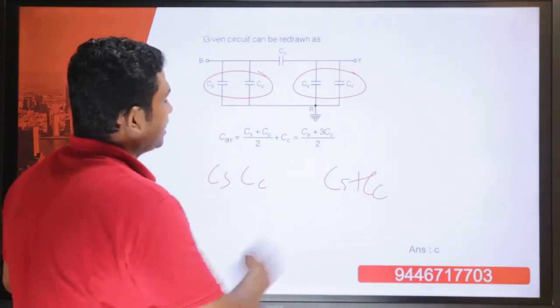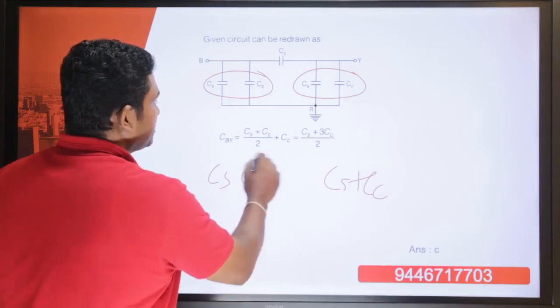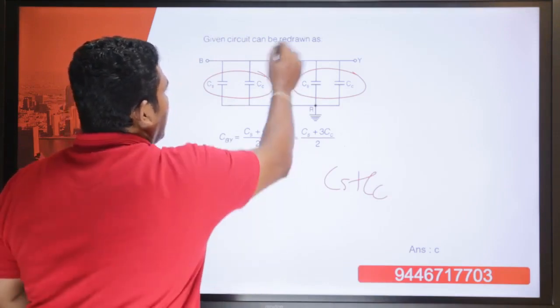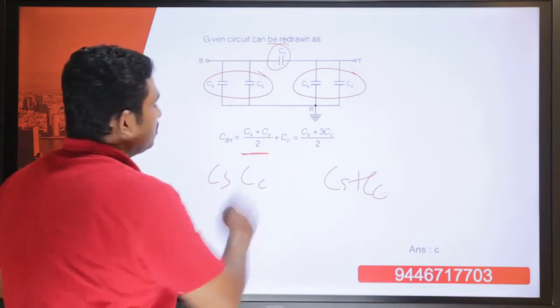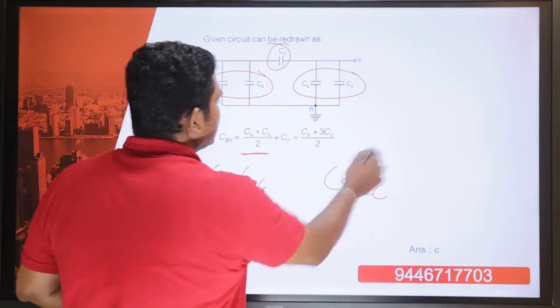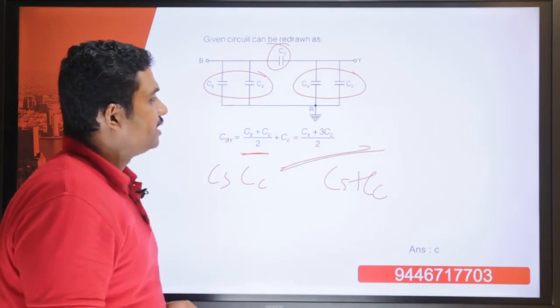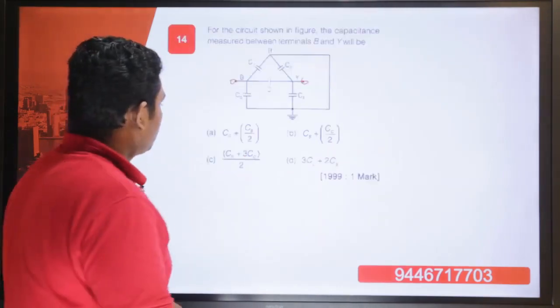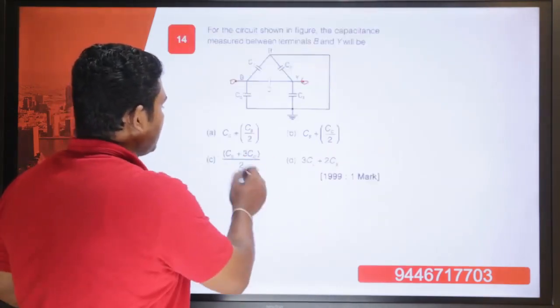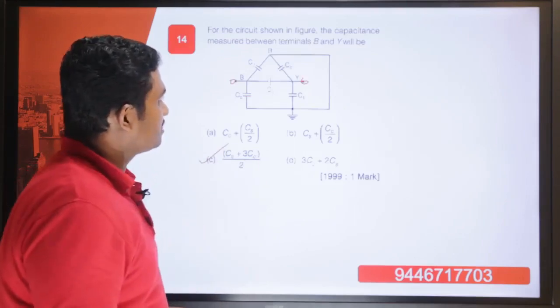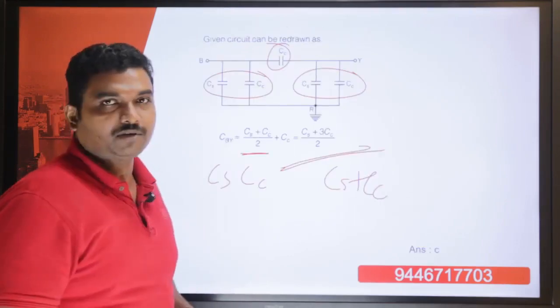When they are connected in series, it becomes CS plus CC divided by 2, plus another CC. So CS plus CC divided by 2 plus CC finally gives CS plus 3 CC divided by 2. So what is our answer? Our answer is CS plus 3 CC divided by 2, which is option C for question number 14.